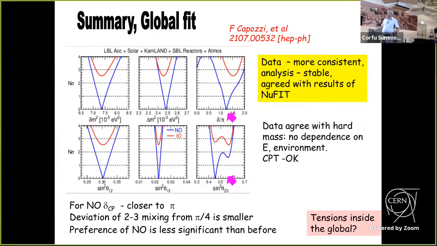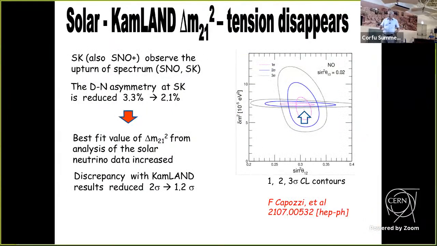The question is if there is any tension inside this global fit. There are two things quite recent. One is that the so-called solar-KamLAND delta m squared 2-1 tension disappears. The recent results from Super-Kamiokande and also SNO+ now observe some distortion of the spectrum of events, which is consistent with what is expected. And then the day-night asymmetry at Super-Kamiokande is reduced from 3.3 to 2.1%. That leads to a shift of the best fit of delta m squared from solar neutrino data to upper values. So it's a shift like this. And now the difference between solar neutrino and KamLAND is something like 1 sigma. So essentially the anomaly disappeared.